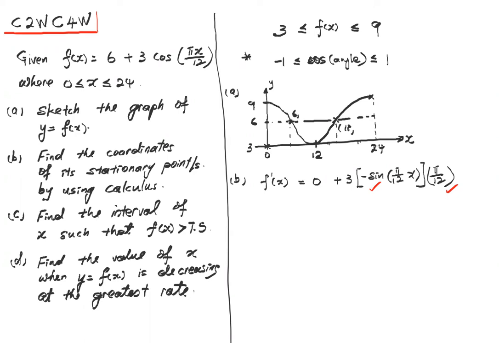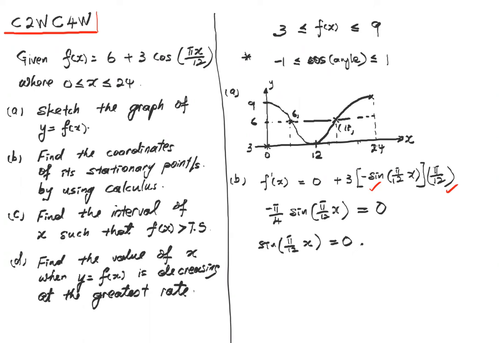I will put negative pi by 4 sin pi by 12 x is equal to 0. There you get 1 point. Understanding of what do you mean by stationary point: rate of change equal to 0. Okay, so now I'm going to solve algebraically. So pi by 4 cannot be 0, correct? So sin pi by 12 x equal to 0.